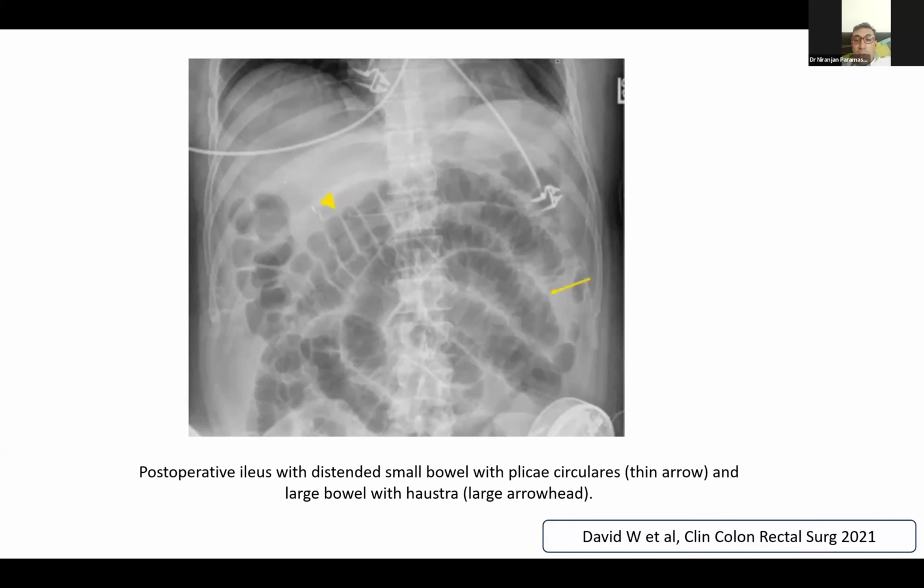What are the arrows which you're showing there? This thin arrow shows plica circularis, showing that it is small bowel, and the thick arrowhead is showing that it has haustrations. It is a large bowel, sir. Are there ileal loops in this also? Can you see ileal loops anywhere? No, sir. Of course there are. There you go, in the RIF. Those are all ileal loops.